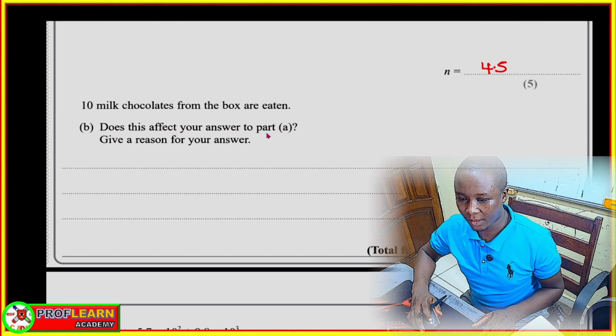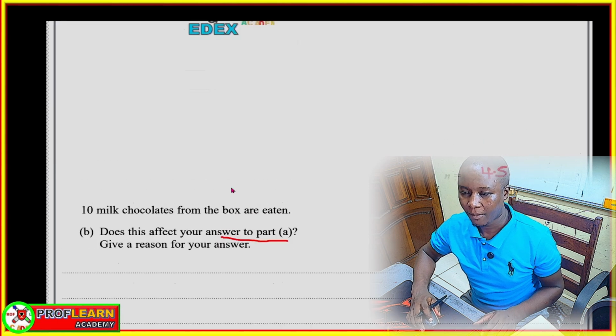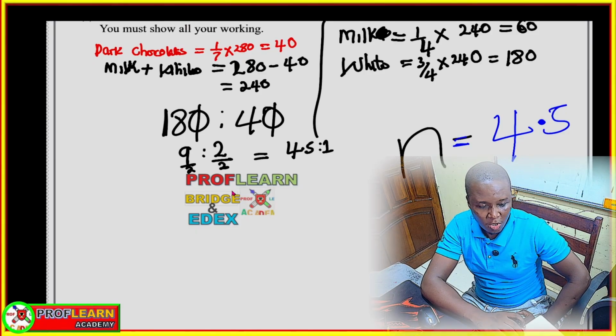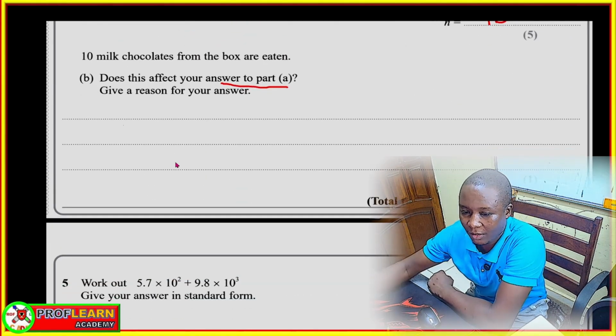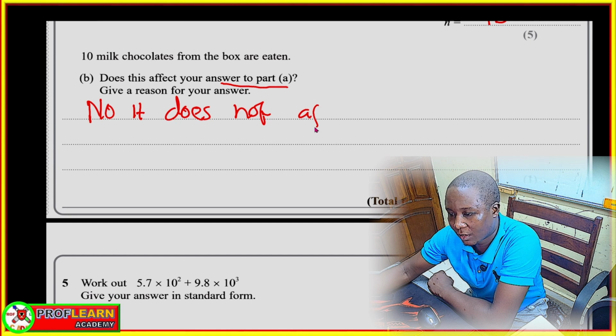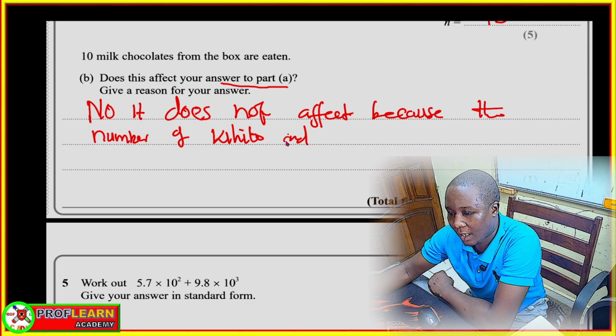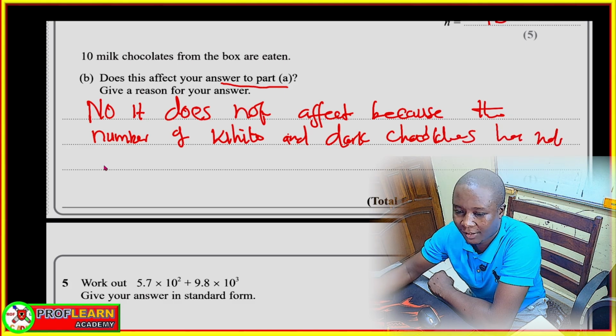10 milk chocolates from the box are eaten. Does this affect your answer to part A? If 10 are eaten, does this affect it? No, it doesn't affect because the number of dark chocolates and white chocolates has not changed. So we are going to say no, it does not affect because the number of white and dark chocolates has not changed.